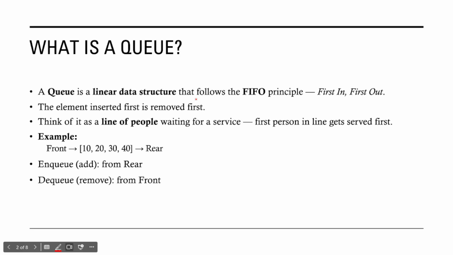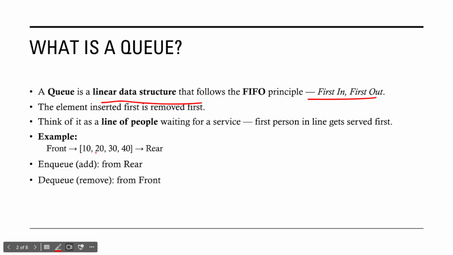So let's get started. First, let's understand what exactly a queue is. A queue is a linear data structure that works on the principle of FIFO, which means first in, first out. Basically the element which goes in first will come out first. You can imagine it like a line of people waiting at a ticket counter. The person who joined first will get the ticket first, and the last one will have to wait.